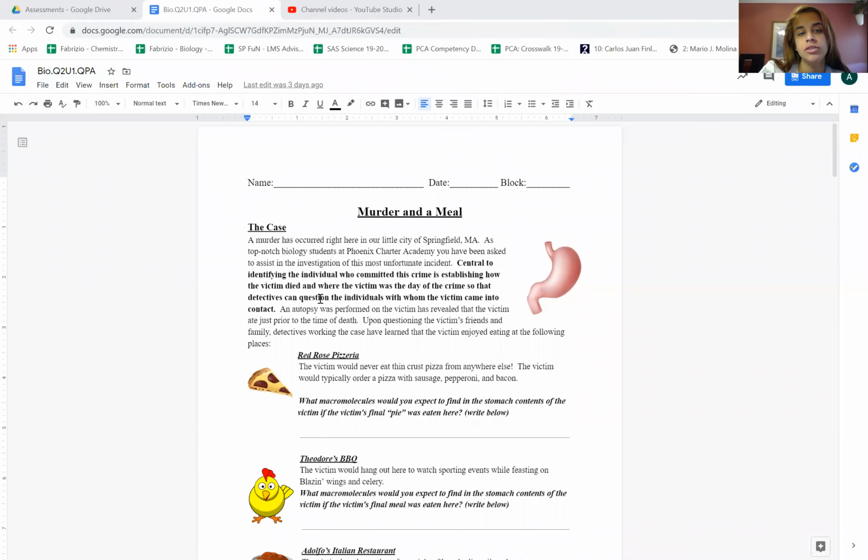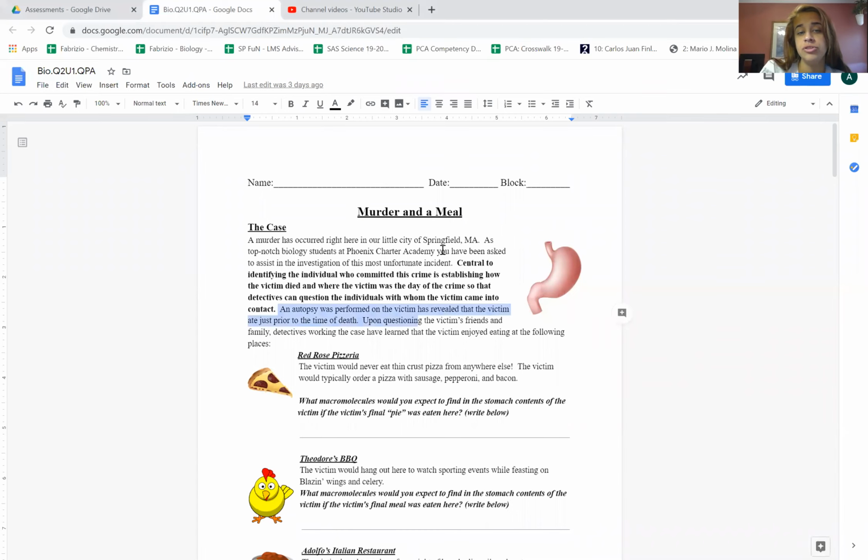You are on the overview for Unit 3 revisions for your Capstone QPA. So let's go over what the Capstone QPA is going to look like. So it's a murder meal. So you have a case right here. So someone was murdered here.